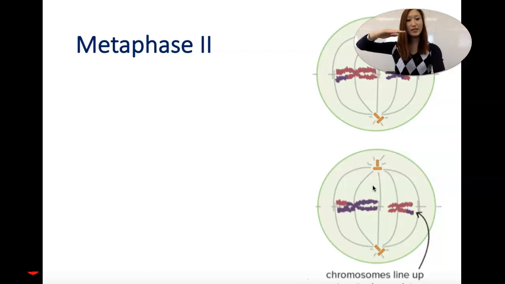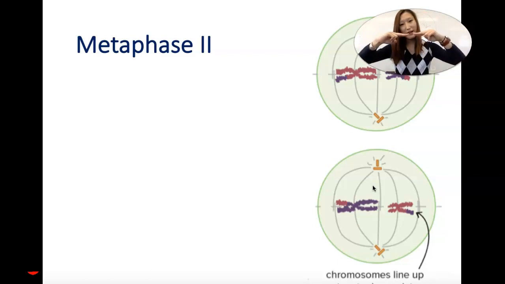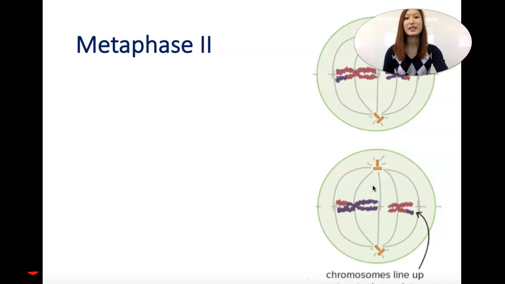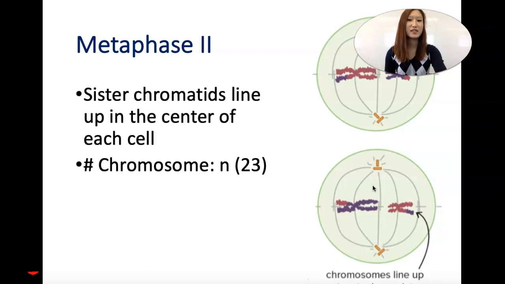Metaphase 2, the sister chromatids line up instead of homologous chromosomes, because we don't even have homologous chromosomes now. Everybody's single. So all the singles are going to line up in the middle. That's metaphase 2. Sister chromatids line up at the center of each cell.